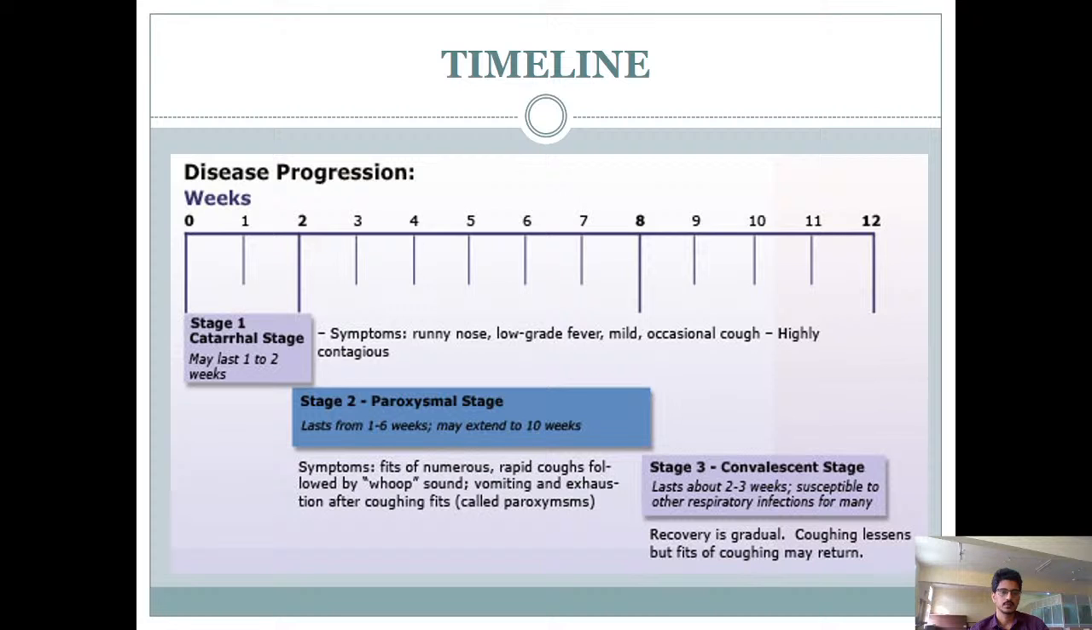What are the symptoms? Fits of numerous rapid coughs followed by a whoop sound. After the cough there can be vomiting and exhaustion after coughing fits. So those are paroxysms. Stage 3 is the convalescent stage. It lasts about 2 to 3 weeks, again from 8 weeks to 12. Susceptibility to other respiratory infections can occur, and recovery is gradual. The cough decreases slowly.